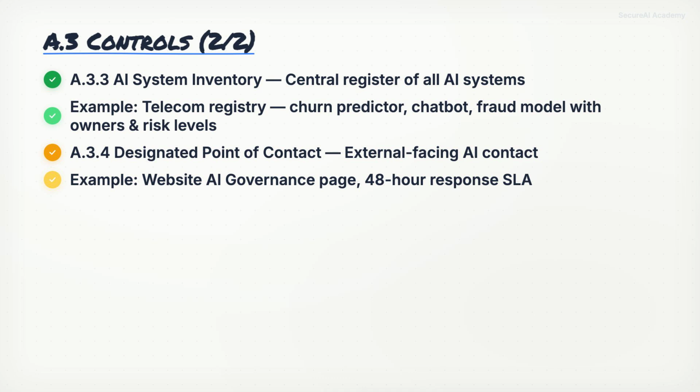Control 4. Designated point of contact. Appoint someone external stakeholders can reach regarding AI. Example: the company website has an AI governance contact page where customers, regulators, or partners can submit questions about how AI systems make decisions. The contact responds within 48 hours and escalates to the governance committee if needed.